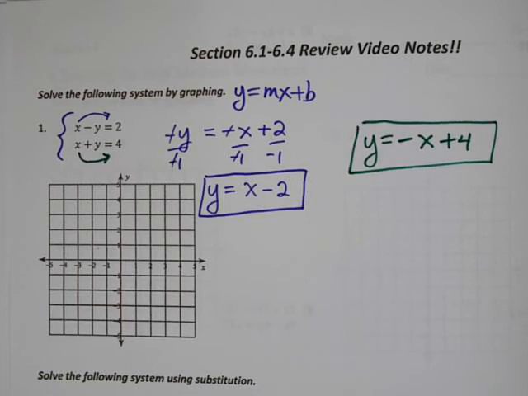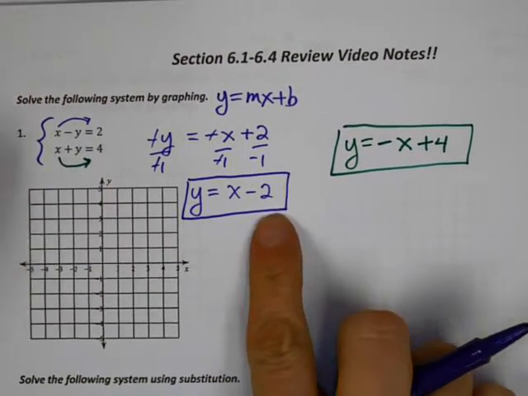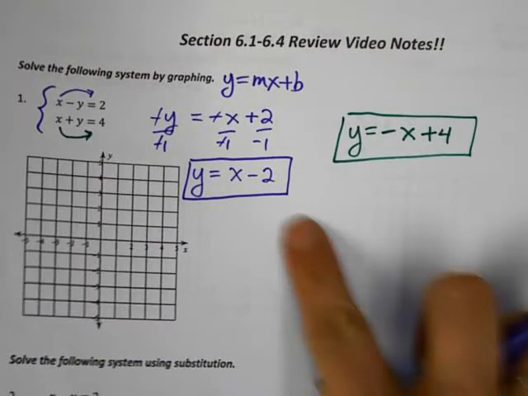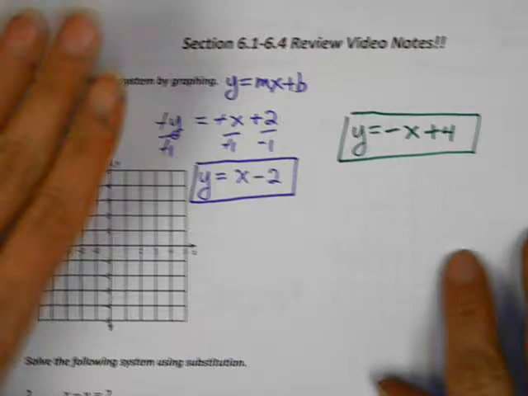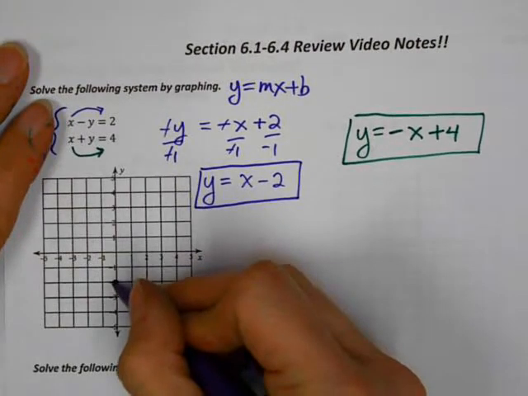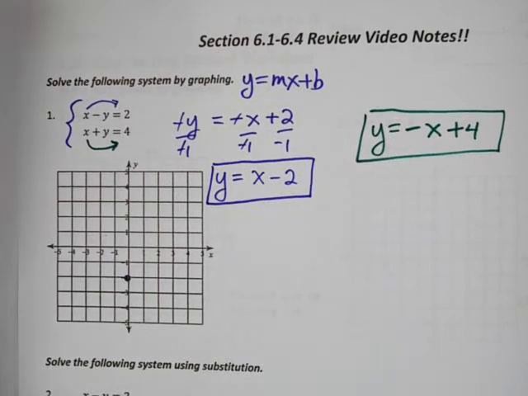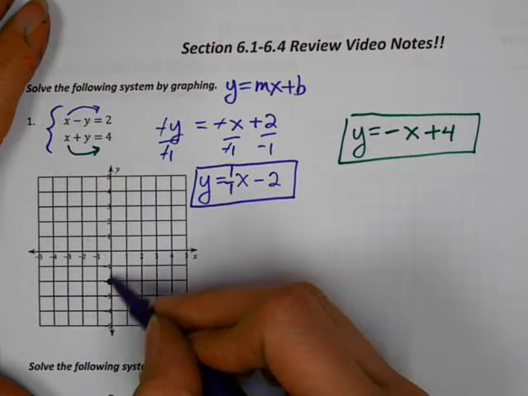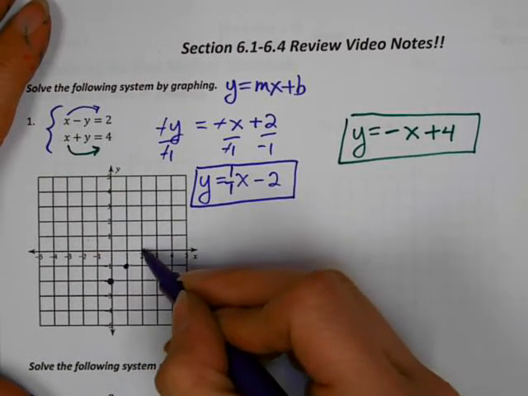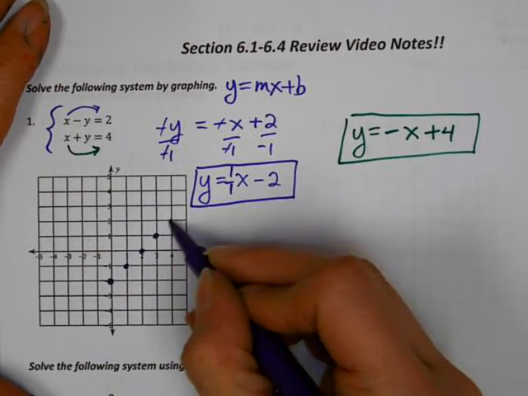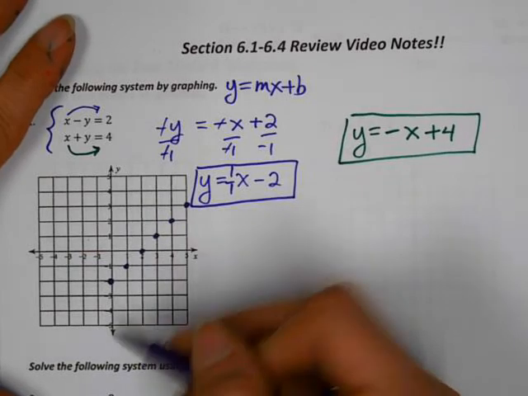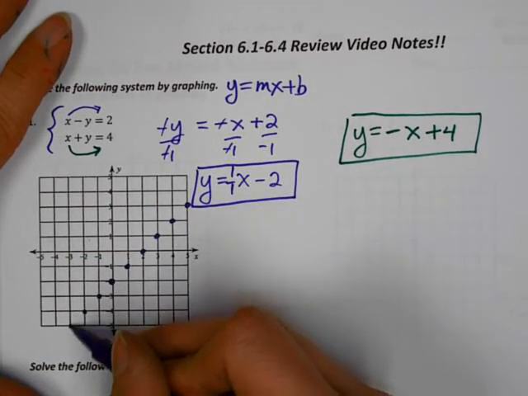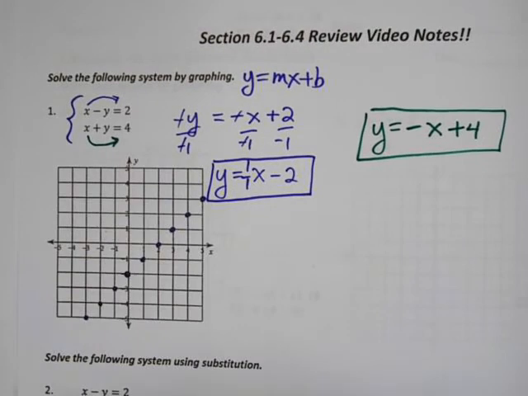The first equation has a negative 2 as a y-intercept number. So we're going to go ahead and start at negative 2 on the y-axis. The slope number here is 1 over 1. Up 1 over 1, up 1 over 1, up 1 over 1. Let's go ahead and fill in all the graph paper. Let's go left too. Down 1, left 1, down 1, left 1. One of these points is going to be the solution.